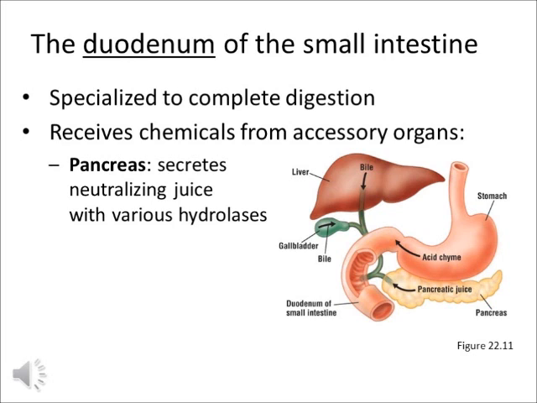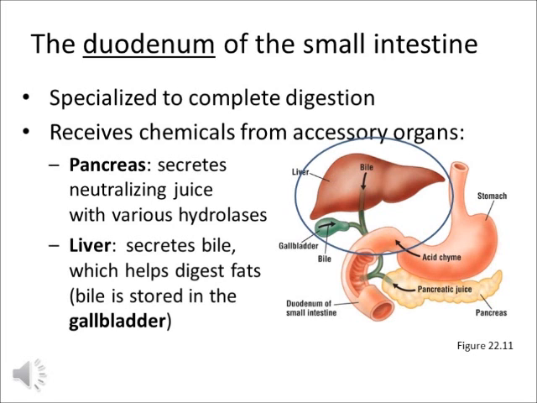Let's look at the function of the liver. The liver secretes a compound called bile, which helps to digest fats and only fats. The liver produces bile, but then bile is stored in the gallbladder. That's how the liver and the gallbladder work together. So bile enters the duodenum from the gallbladder. The need for bile is this.